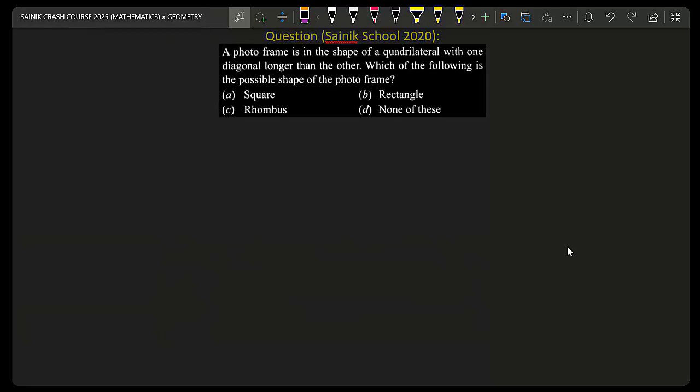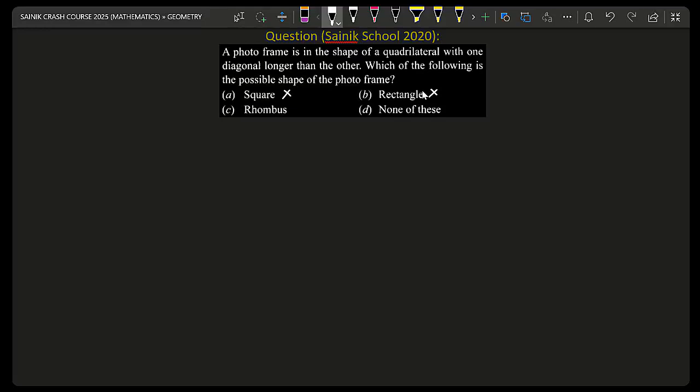What do you think? The rhombus. Okay, why not square? Because the two diagonals are equal in a square, sir. Very good. So square we have eliminated because in a square the two diagonals' lengths will be equal. And what about rectangle? In a rectangle also the two diagonals are equal in length, sir. This is also eliminated. But in rhombus, sir, one is smaller and one is bigger.